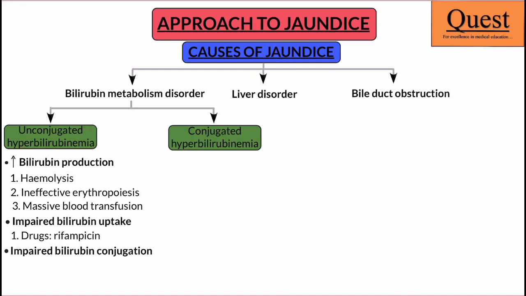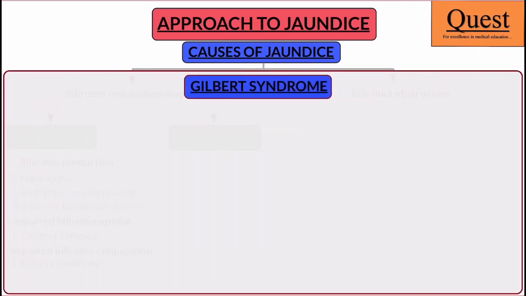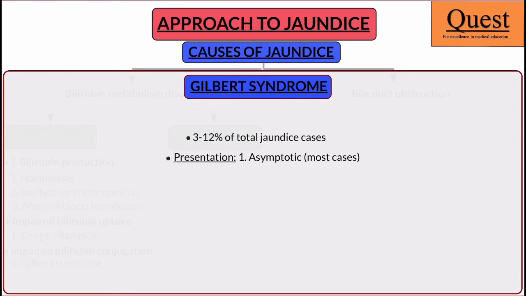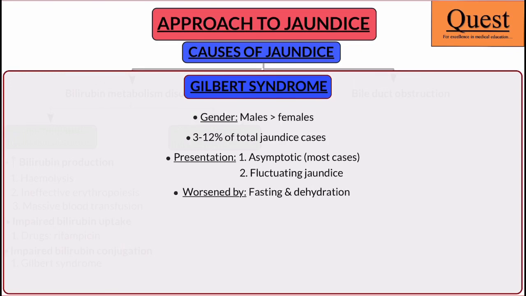The commonest reason why conjugation could be affected is a disease known as Gilbert syndrome. Patients of Gilbert syndrome very often are asymptomatic. In fact, in most cases, this is an incidental finding, but still it contributes to 3 to 12% cases of jaundice. Patients of Gilbert's are more likely to be men and they present to us with jaundice which is fluctuating. Fasting and dehydration are known to worsen their jaundice, though they rarely come to us because of this presentation.